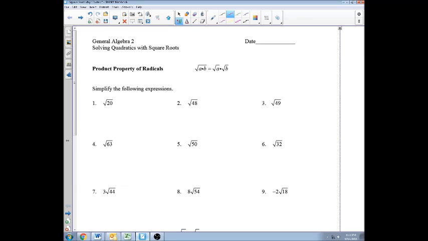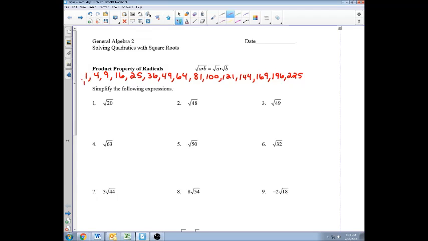The first thing we want to do real quick is make a list of perfect squares. The perfect squares that we are really going to focus on are 1, 4, 9, 16, 25, 36, 49, 64, 81, 100, 121, 144, 169, 196, and 225.